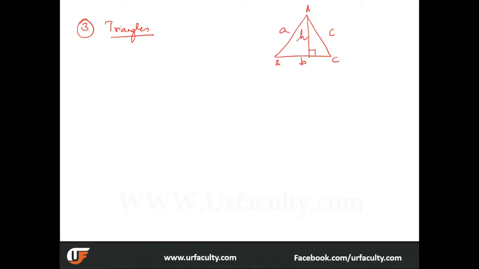So basically it is a perpendicular line from the opposite vertex to the base. If we call this the base of the triangle, and if you draw a perpendicular line from the opposite vertex, that's called the altitude. So in such cases, the area of a triangle is equal to half into base into height.